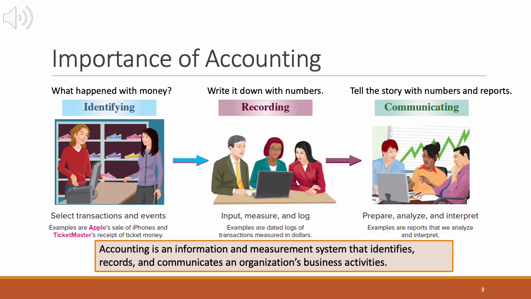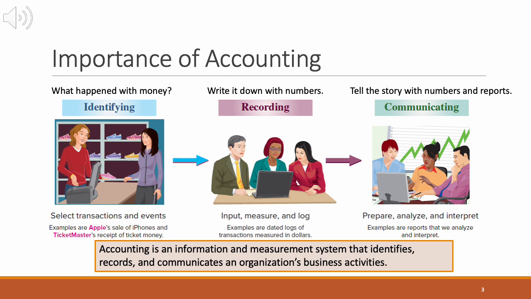First, answering the question of what happened with money, then write it down with numbers. Tell the story with numbers and reports. Step 1 is often called identifying. Businesses first look at the important events involving money, for example, Apple selling an iPhone or Ticketmaster collecting money for a ticket. If we think about a lemonade stand, this is like noticing when you sell a cup of lemonade or when you buy lemons and sugar.